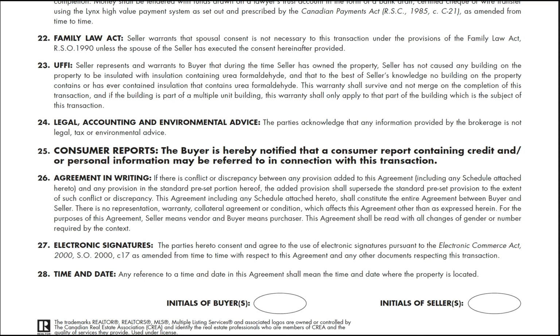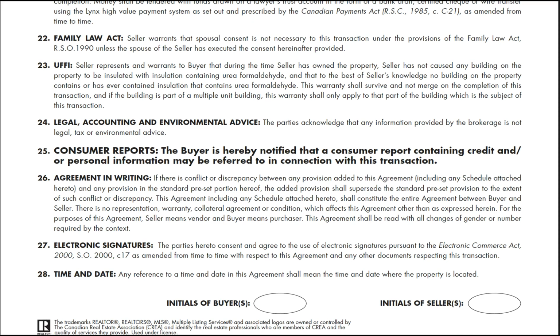So what does this mean? Basically, if there's a conflict between the standard clause and any added provisions, for example in Schedule A, the added provisions take priority. Only what is written in the contract matters. Verbal agreements, emails, or informal promises are not legally binding, and this document, including attached schedules, is the entire agreement between the buyer and seller. No additional promises or side deals exist unless they are in writing and signed by both parties.